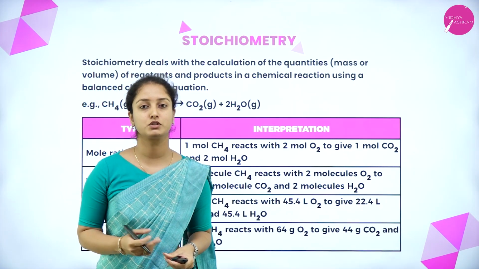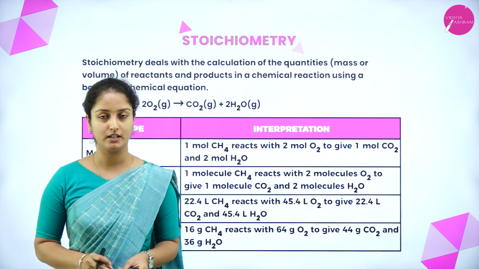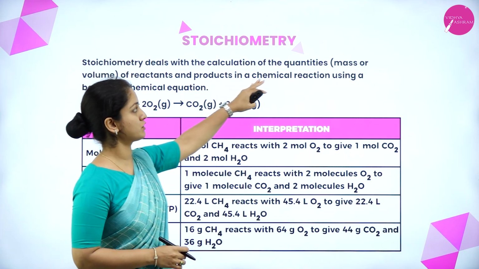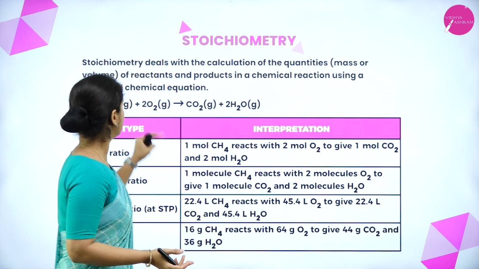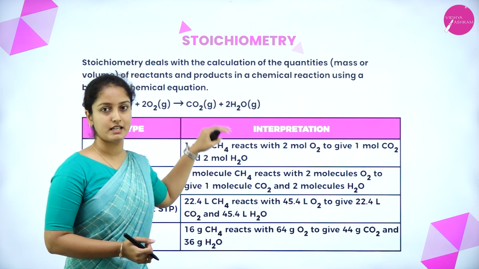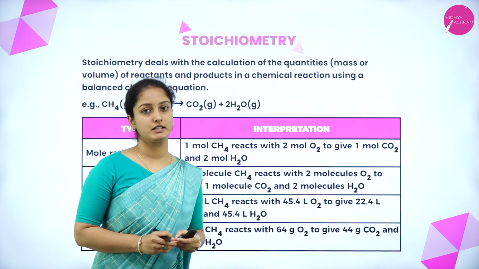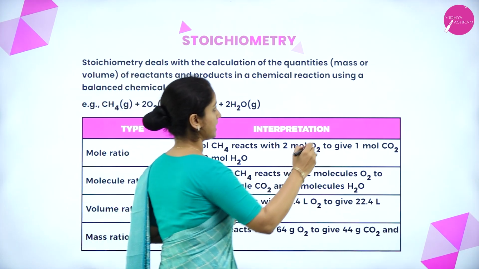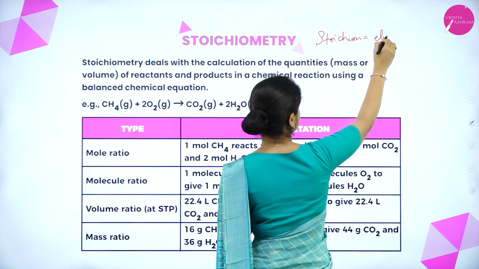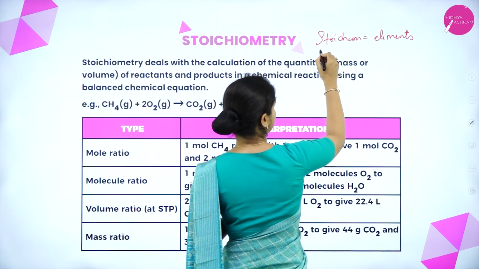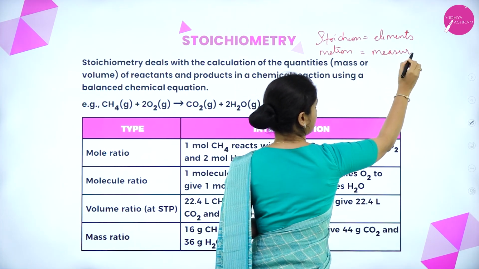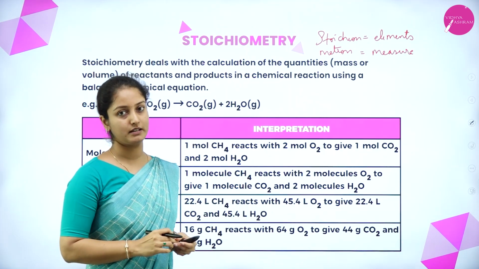Now we shall learn about stoichiometry and stoichiometric calculation. So stoichiometry is a part of chemistry that deals with the calculation of the quantities, either mass or volume, of reactants and products in a chemical reaction using a balanced chemical equation. If I split the word stoichiometry, in Greek, stoichion is elements, metron is measure. So therefore, it is to measure the elements.